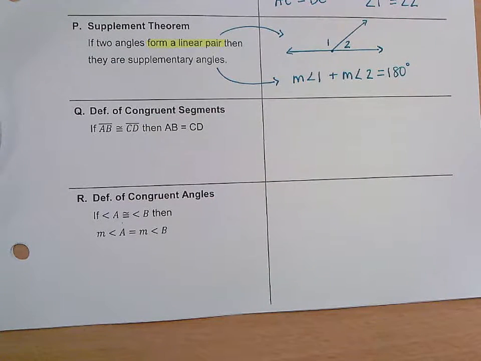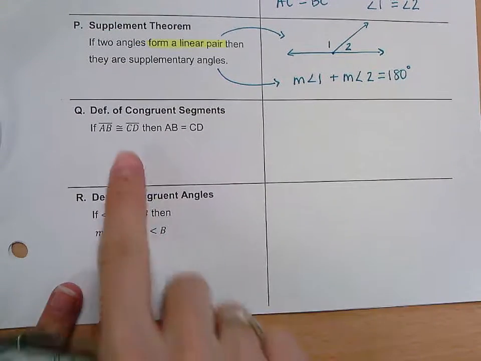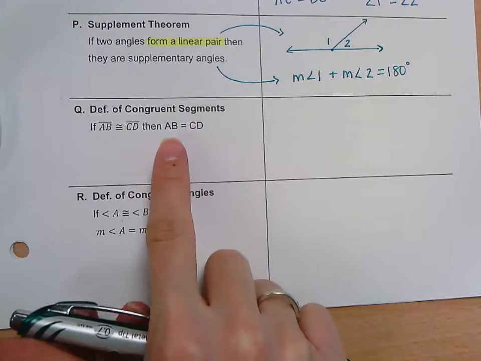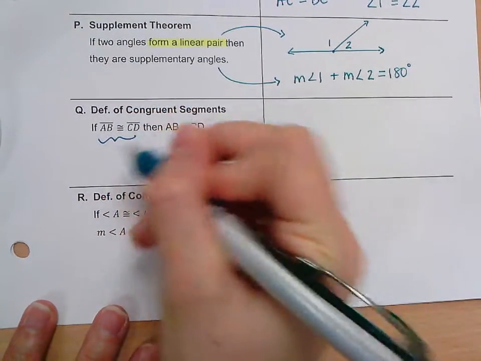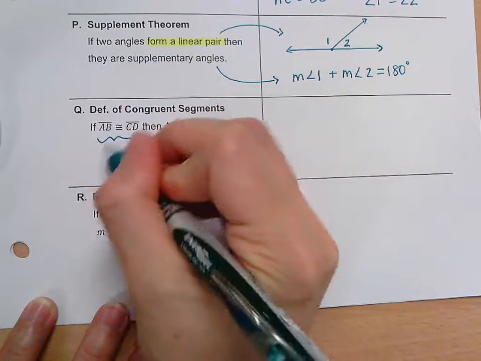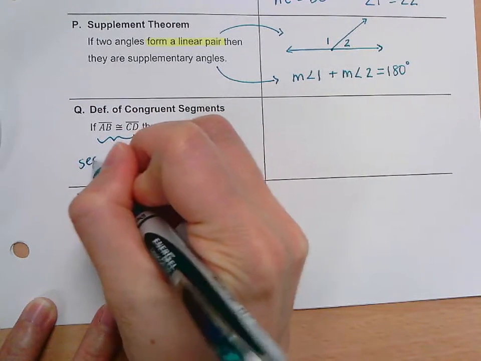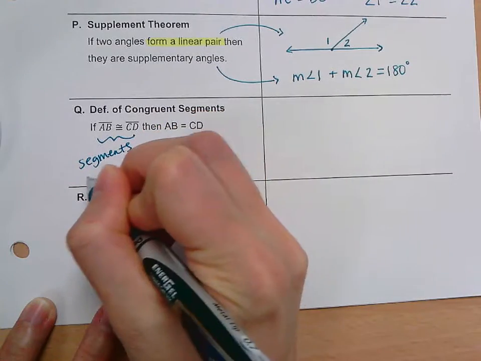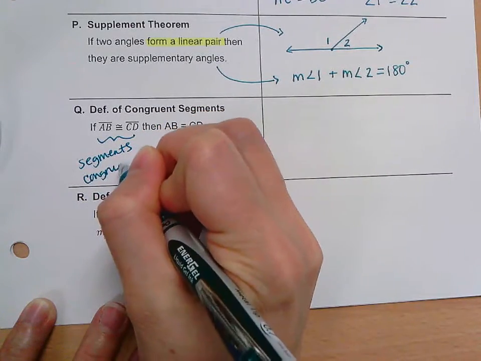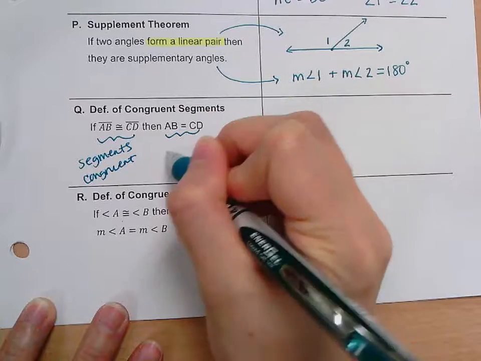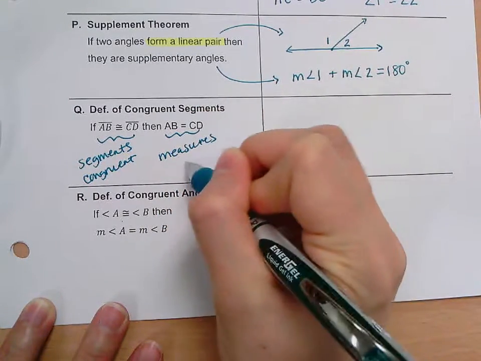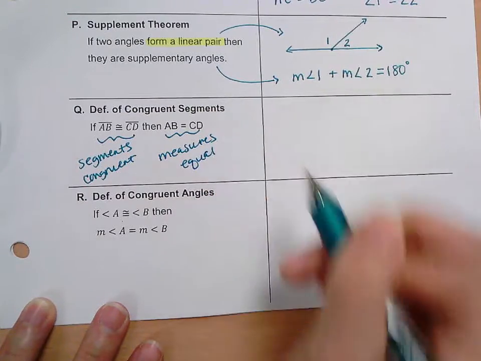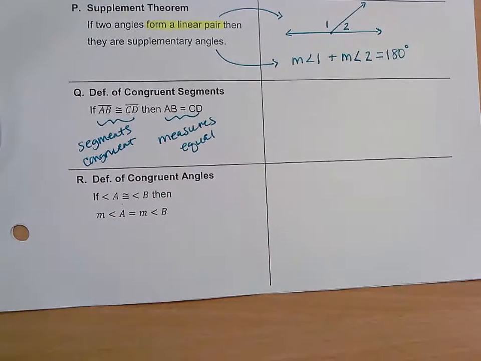Okay, definition of congruent segments. This is just what it means to be congruent. We've talked about this definition. If two segments are congruent, then their measures are equal. If you want to make this note, this notation is telling you that the segments are congruent. I'm just going to put segments congruent. The conclusion is their measures are equal. So segments congruent and then measures equal. That's the difference in the notation.